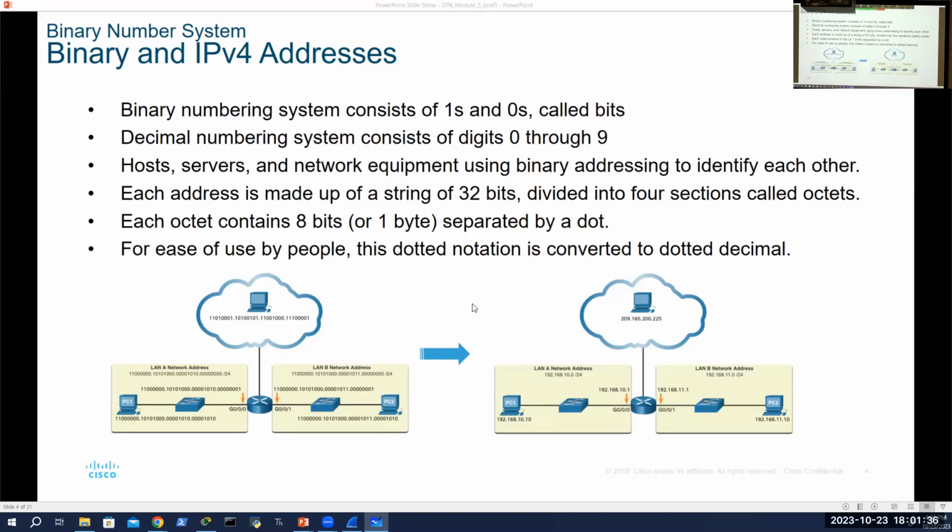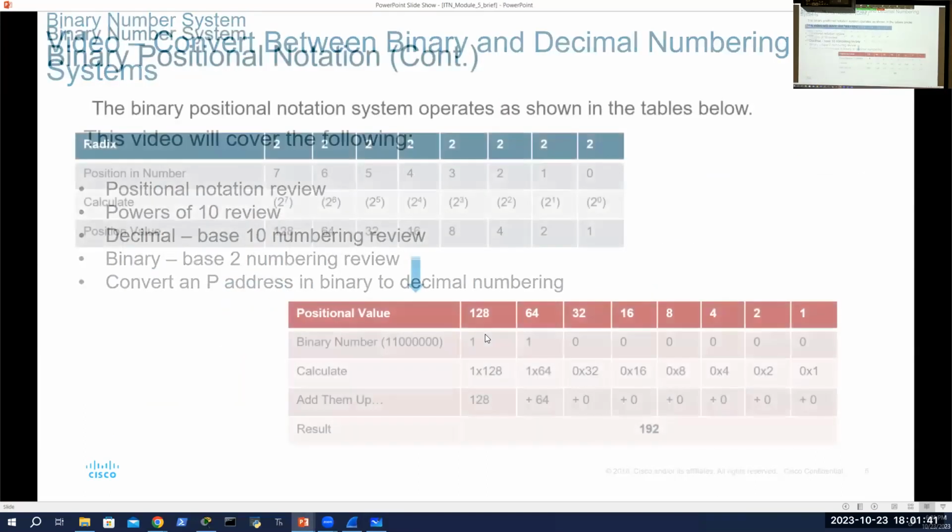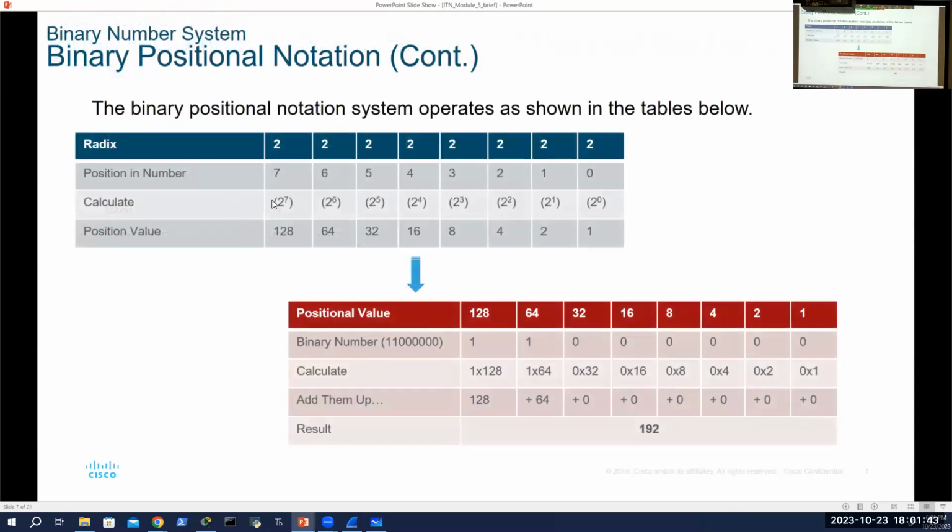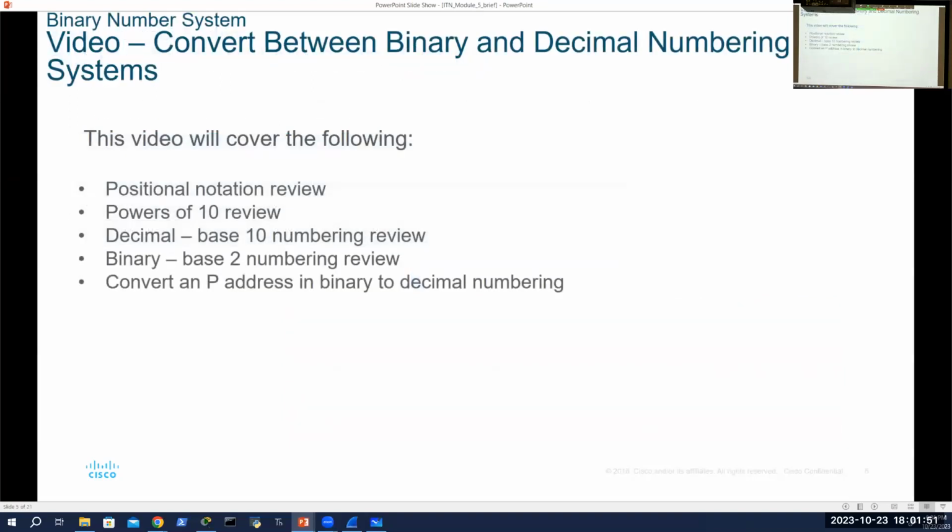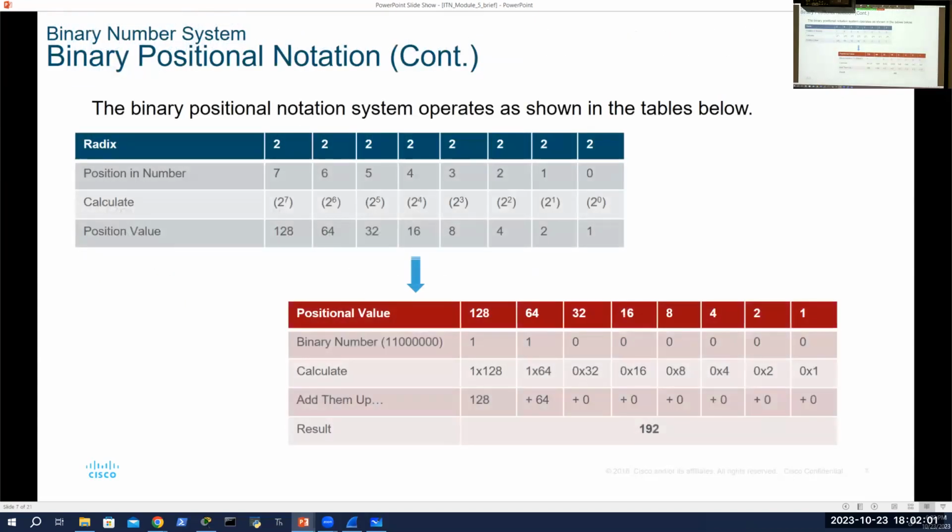So that's your IP address. That video has converting from binary to, I think that's what it said, IP address to binary and to decimal. Basically it's this table.